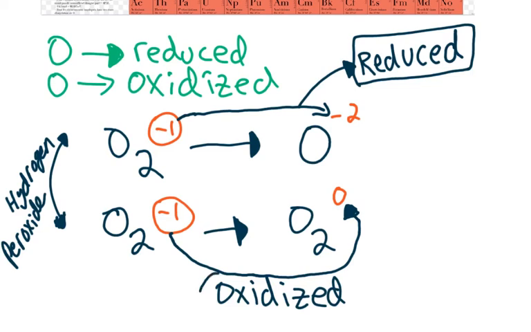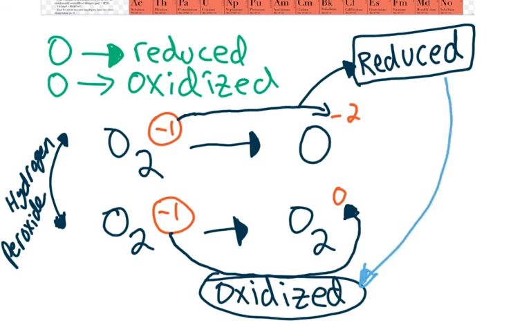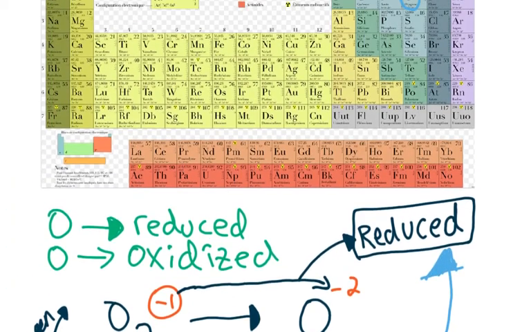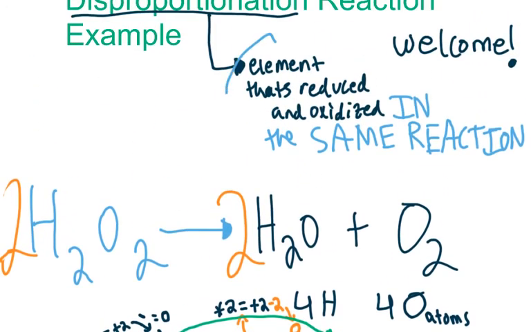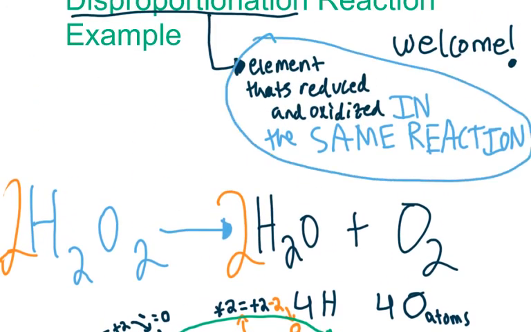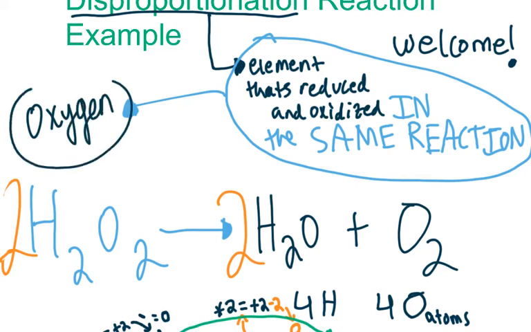Okay, so this defines our disproportionation reaction. The same element, oxygen, is getting oxidized and reduced in the same reaction. And that's what a disproportionation reaction was, that we defined right here: an element that gets reduced and oxidized in the same reaction. For this video, we looked at hydrogen peroxide, and the winner is oxygen. That's the element that was getting reduced and oxidized in the same reaction.